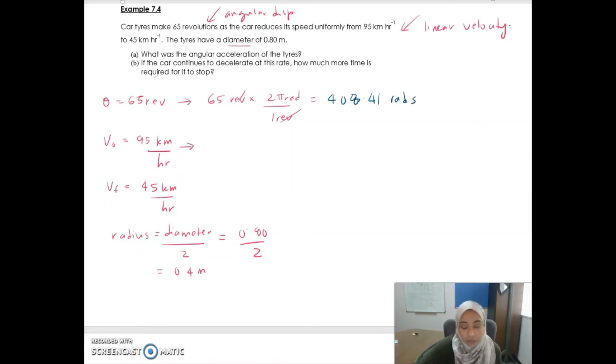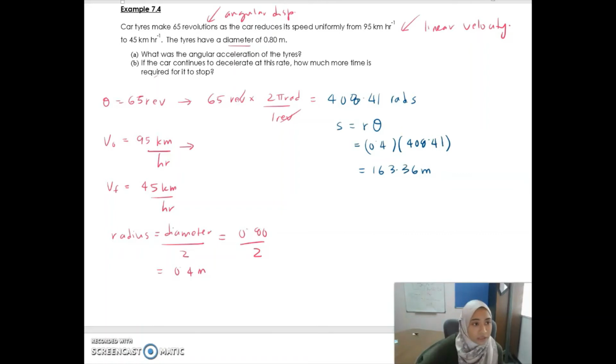408.41 radians. And I know how to convert this to linear form: S equals r theta, where my r is 0.4 and my theta is 408.41 radians. This gives me S of 163.36 meters, right? So that is another piece of information that I have. Do I have to convert this to solve this? Yes, I should convert this to SI units first so that I don't forget to do it eventually.